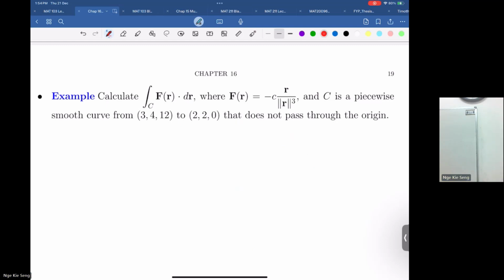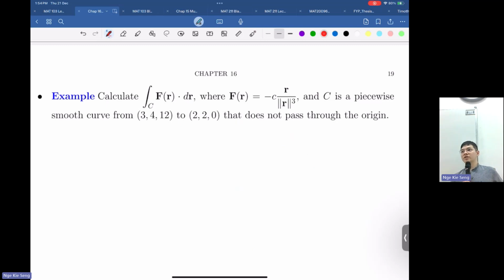Looks familiar or not? r over r cubed. This is the potential function for your gravitational field. And C is a smooth curve from (3, 4, 12) to (2, 2, 0) that does not pass through the origin.